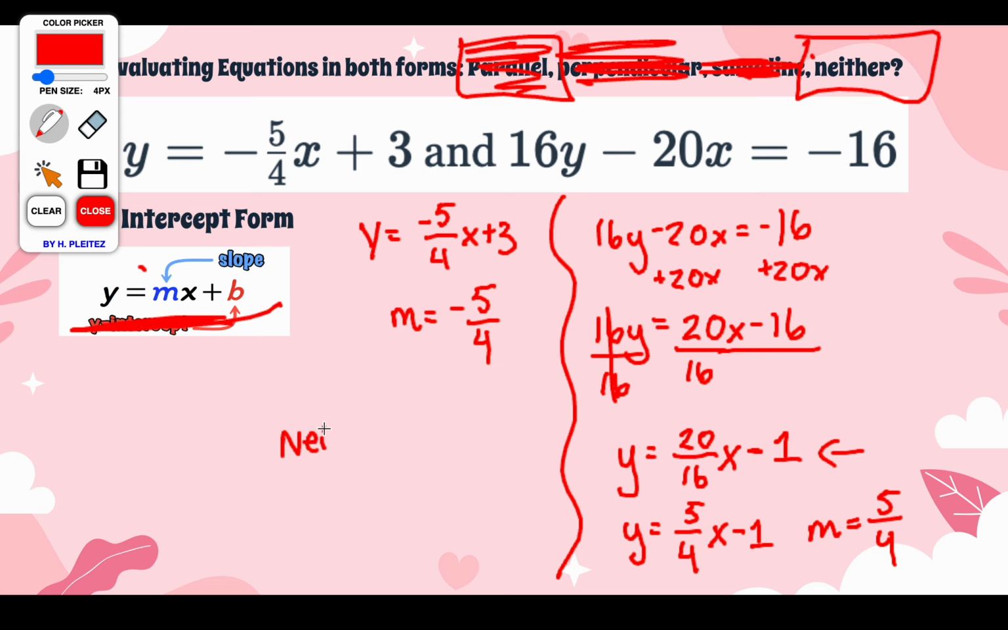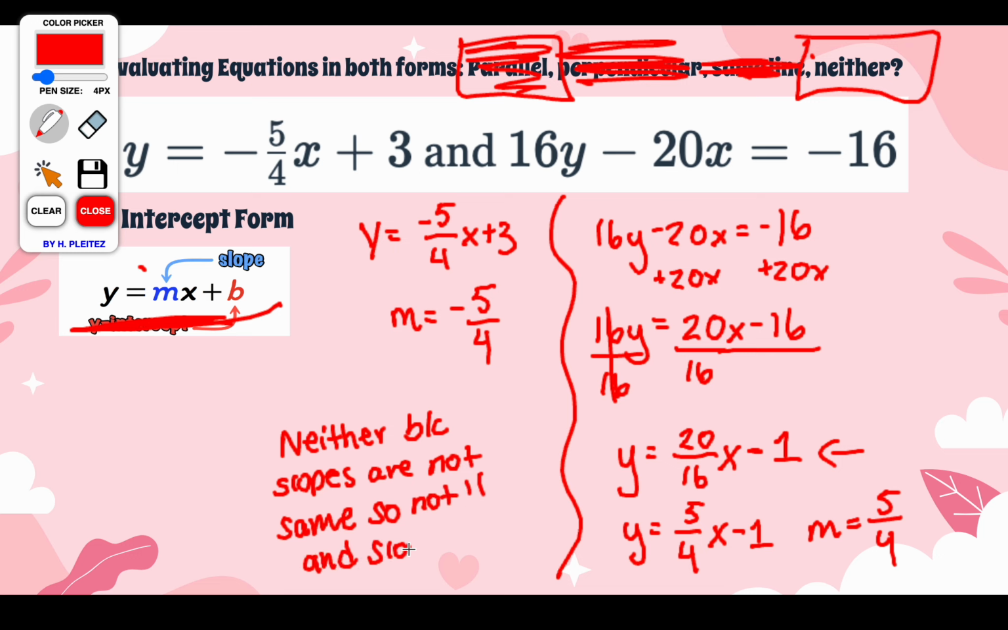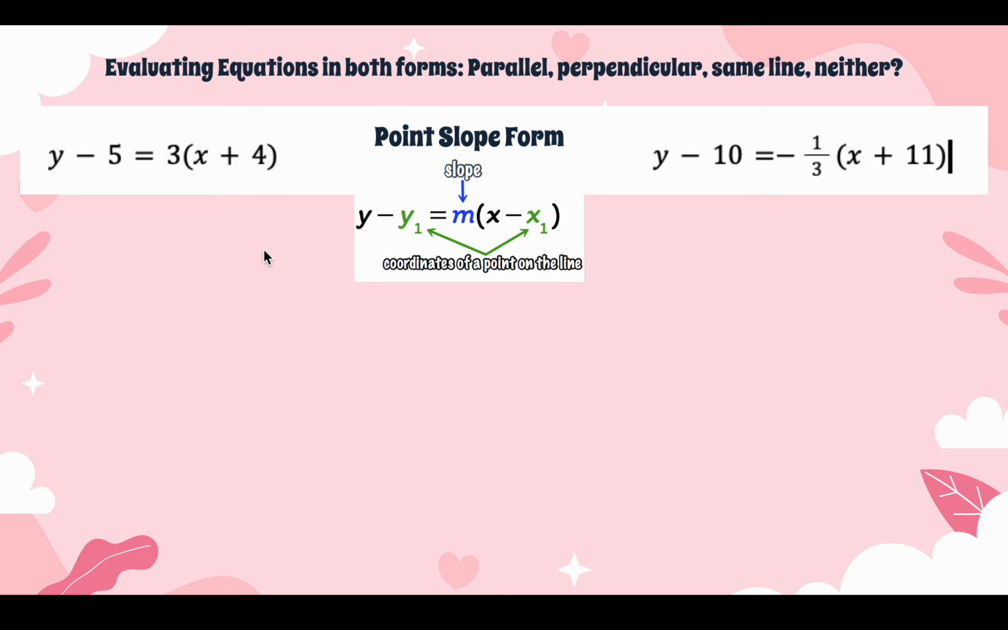And your explanation would be neither because slopes are not the same, so not parallel, and slopes are not negative reciprocals. So, not perpendicular. Okay? Now again, if the question says to explain, you need to be going in depth in your explanation.